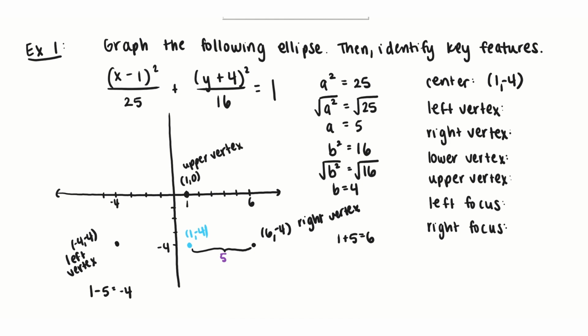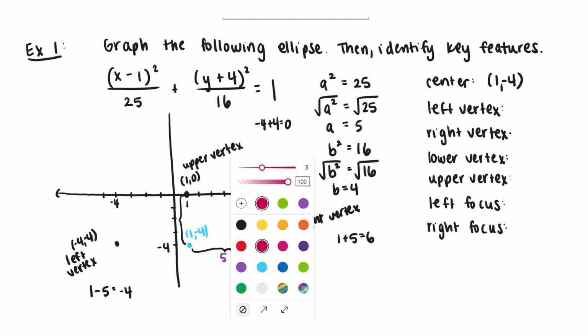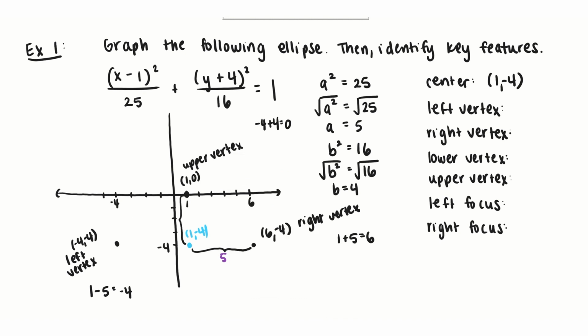And as we can see here as well, I just added 4 to my y value. So I did -4 plus 4 to give me 0. So this distance right here is 4, which is my b value. And then I will also go down 4 and that gives me the point 1, -8.